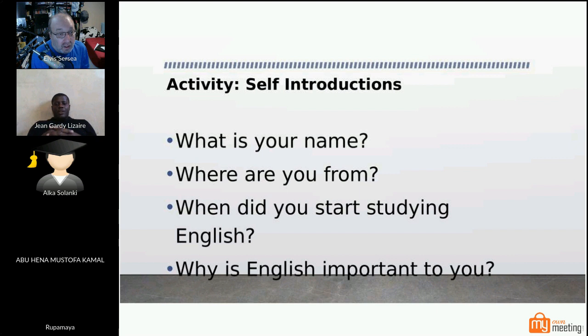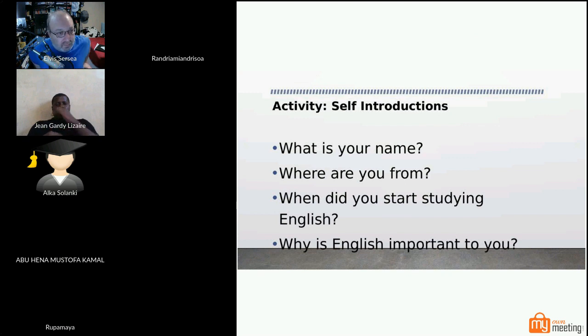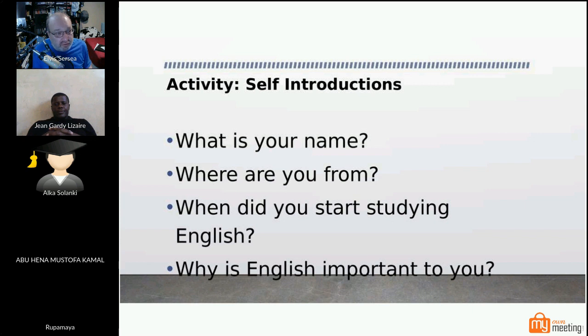I started studying English when I was in sixth grade. Okay, sixth grade. So they teach you English and French in primary school. French is of course the first language. Wonderful. I mean when I was in primary school. Okay, so you started in primary school. That's wonderful. Alka, when did you start studying English?